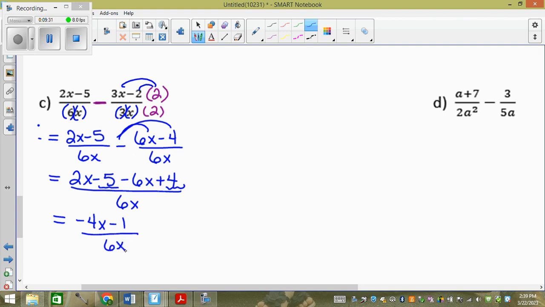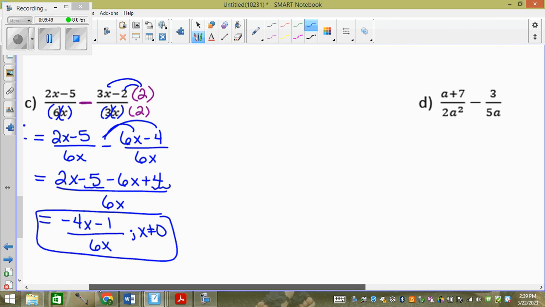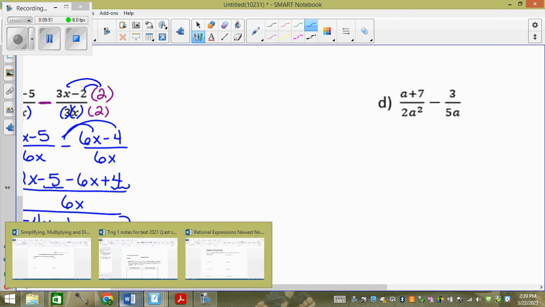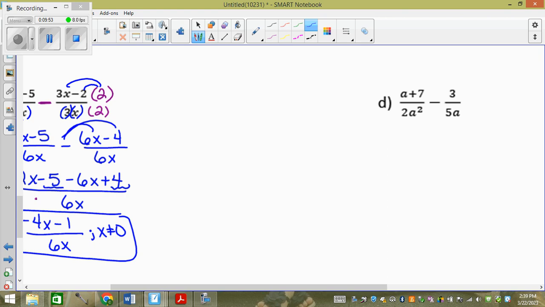Can the x's cancel off? Why not? This is a binomial, this is a monomial. So you can't cross a monomial off with a binomial and a binomial off with a monomial. And x can't equal 0 is our NPV. Okay. We're going to look at D.